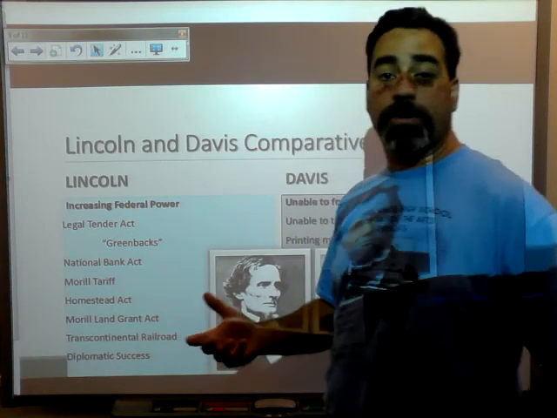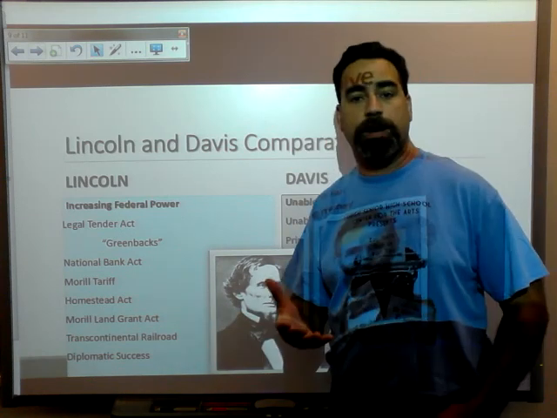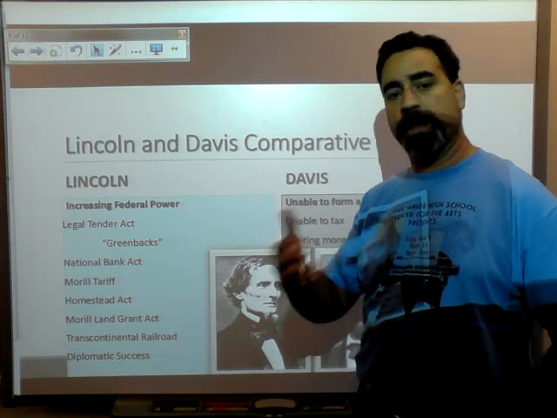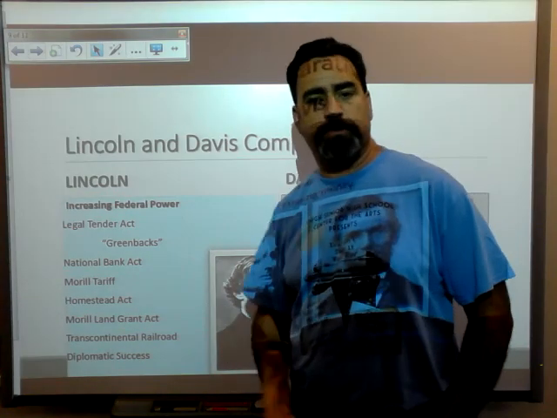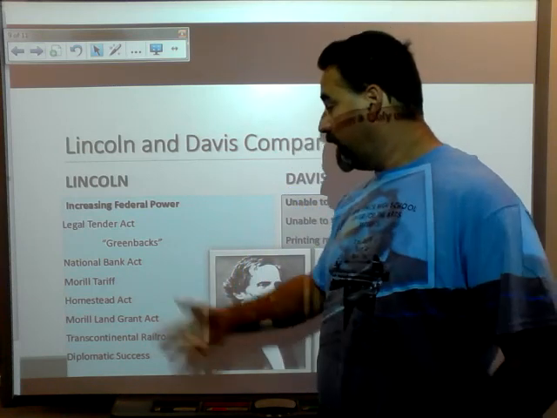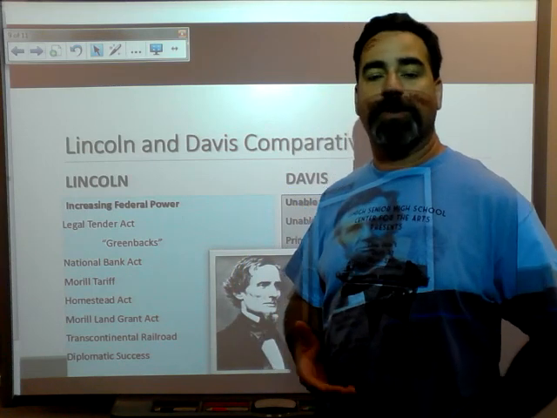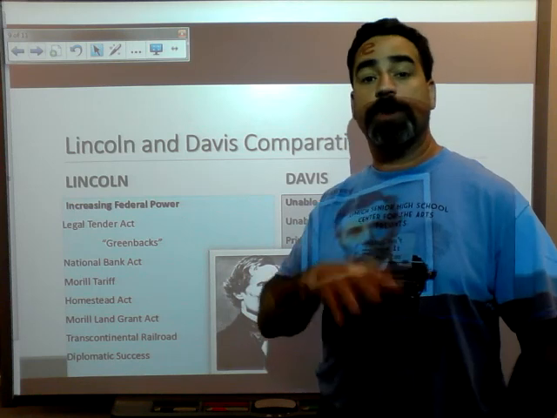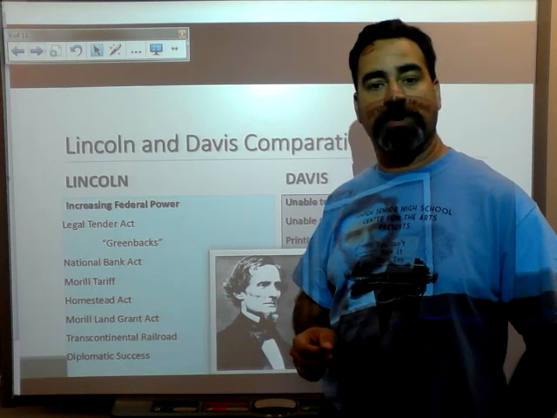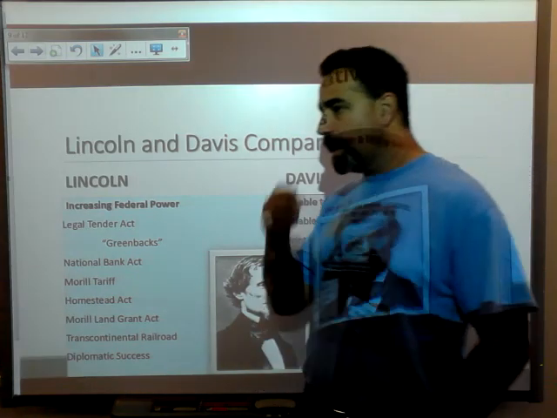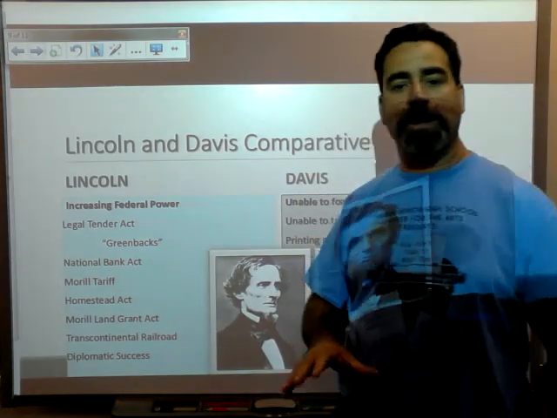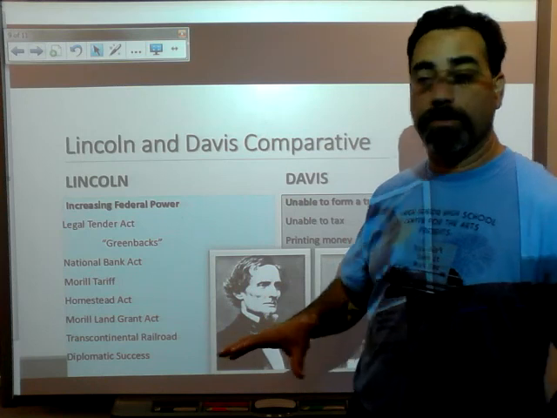We create the Morrill Tariff, which is going to raise tariffs, in fact double tariffs from pre-war levels, to try to pay for this war. We're also going to institute a Homestead Act. Now, this doesn't necessarily have anything to do with the war, but the Homestead Act allows people to move out into the Western territories and secure 160 acres of land, so long as they live on it and produce on that land within 5 years.